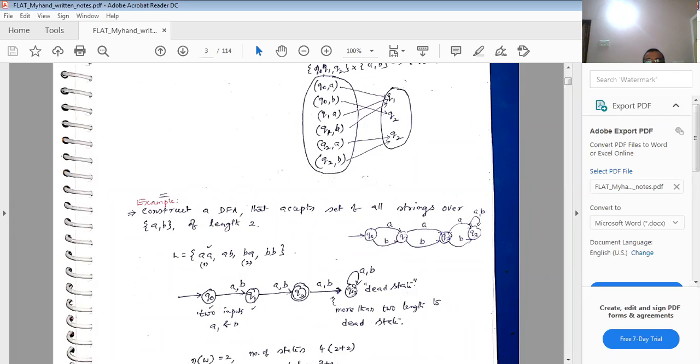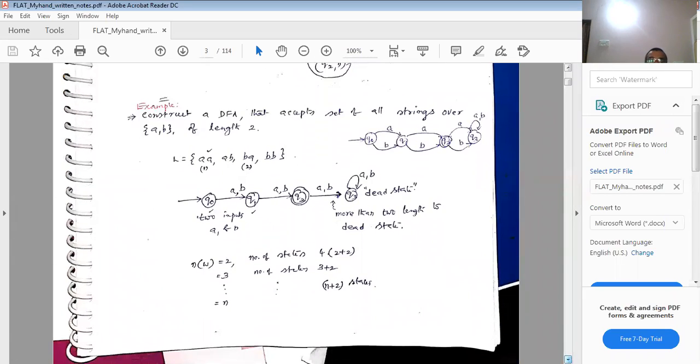Definitely it should be rejected. Therefore, we go to some state which is a rejecting state, which never shows a transition to the accepting state. More than 2 length will lead to a dead state. Such a state is called a dead state, meaning we do not find transitions from there to the other state. You can notice here, from this state we do not have transitions to the other state. We have transitions to the same state. Once we enter into this, we will be in that only. We never leave that state.